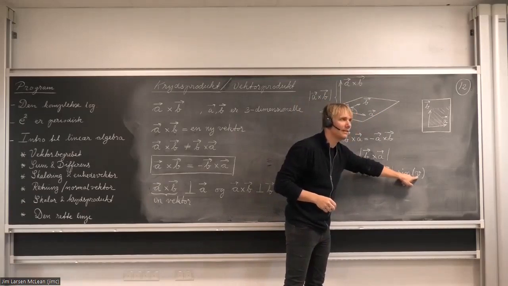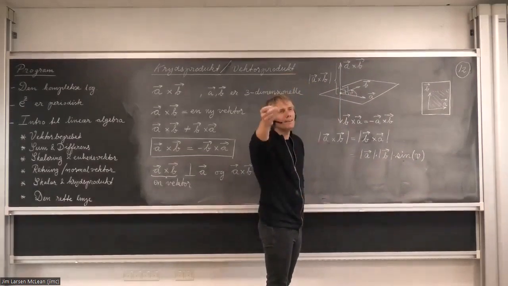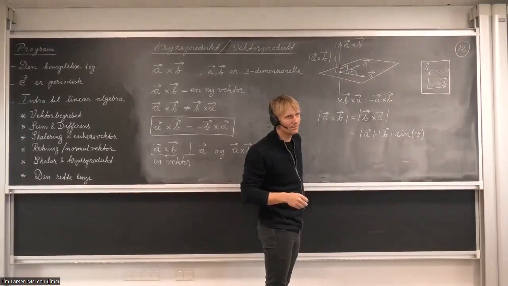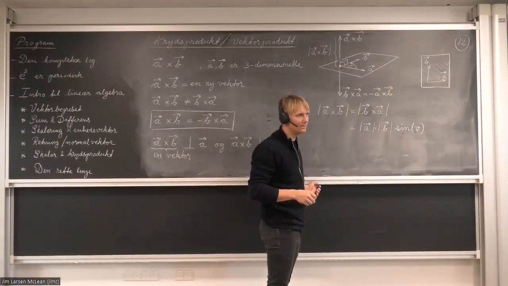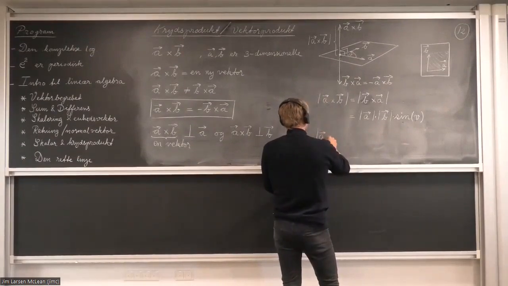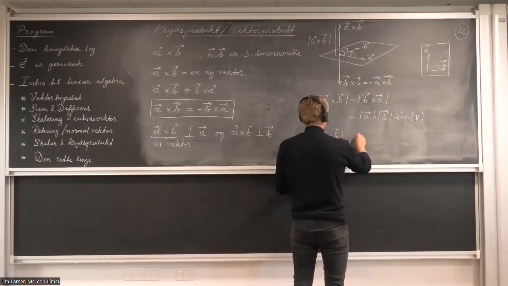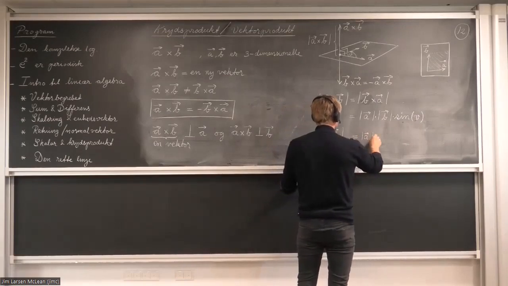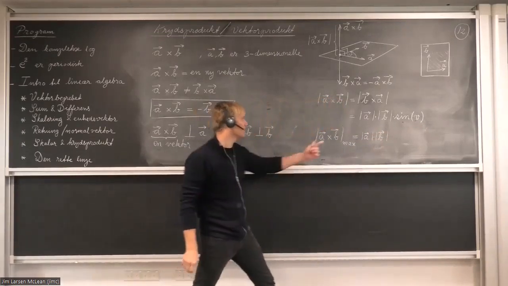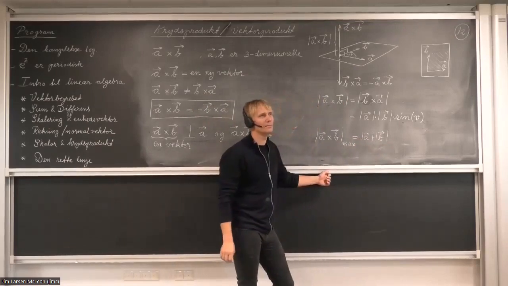Because the sine of 90 degrees is 1. So a cross product can never be longer than the length of one vector times the length of the other. Are you up for it? So the maximum length of a cross product is the length of one times the length of the other. It can't ever be bigger than that. So if one is 3 long and the other is 5 long, then the cross product vector can't be more than 15 long.